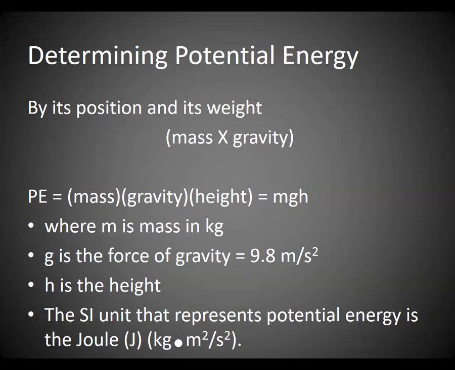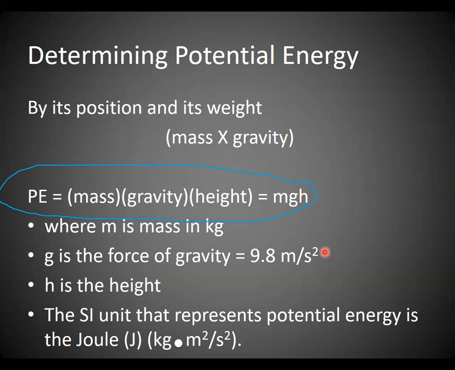So we're going to be using this formula. Circle it right here. Okay. So how do I read this? Well, it says potential energy equals the mass of the object times its gravity times its height. It's very simple. Couldn't be easier. Straight multiplication. Mass times gravity times height.